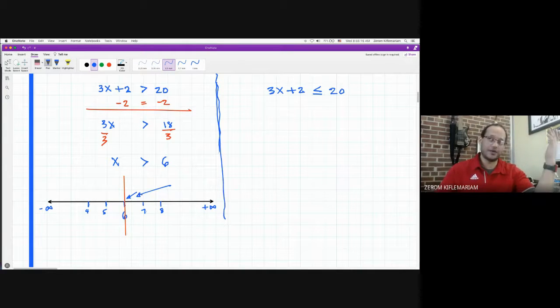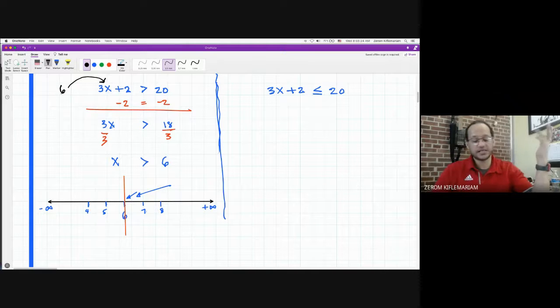But 6 itself is not going to work, because if I plug in the number 6 over here, what happens? 6 times 3 would be 18. 18 plus 2 is 20. Is 20 greater than 20? False. That's not going to work. So number 6 is not acceptable.